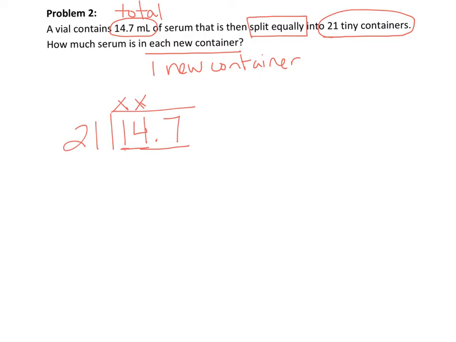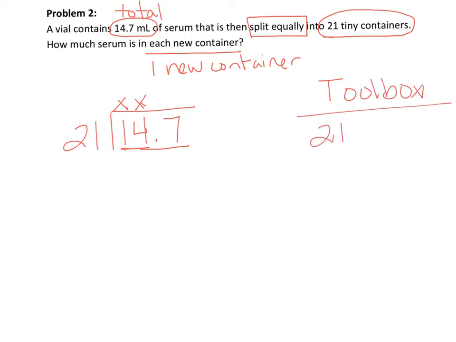Well, I'm going to think about this. 21 is really close to 20, so let's count. 20, 40, 60, 80, 100. So that's 5. 120, 140. So I think 7. So let's try my toolbox.